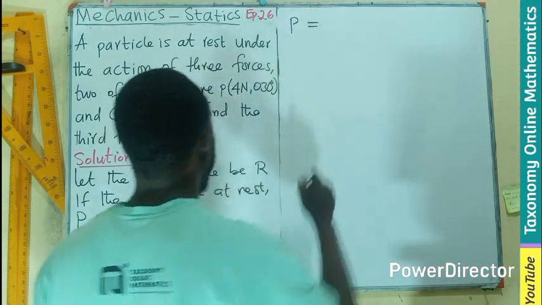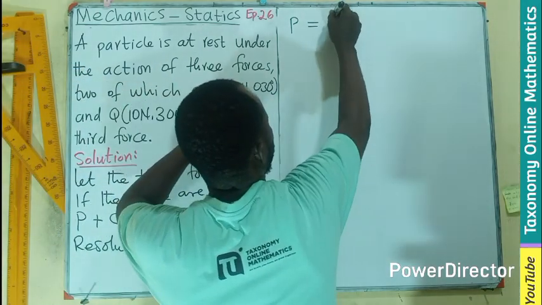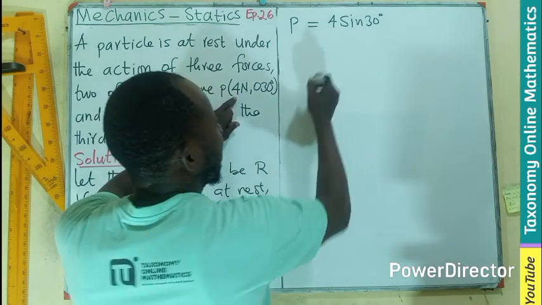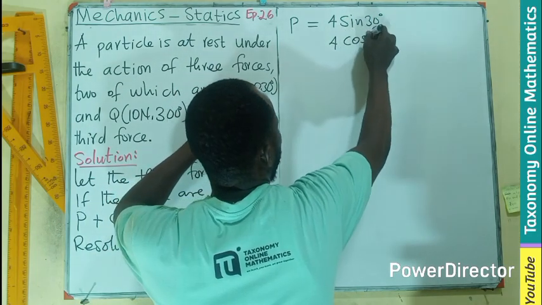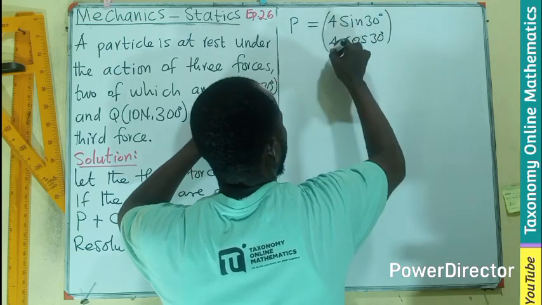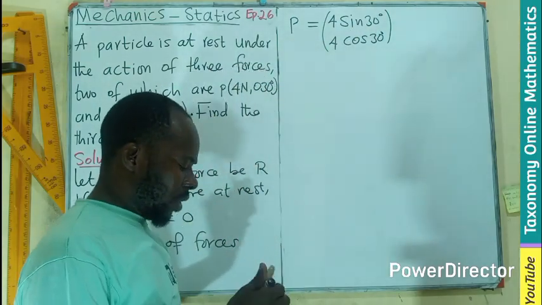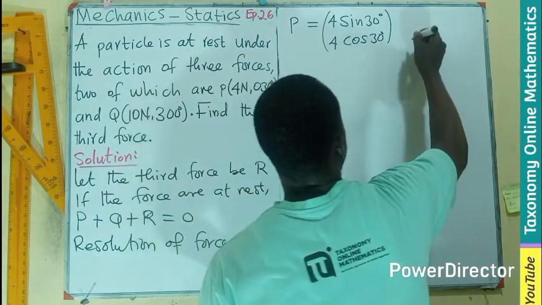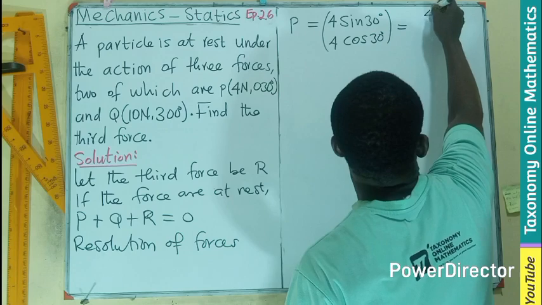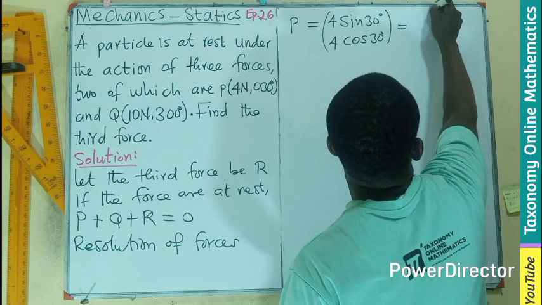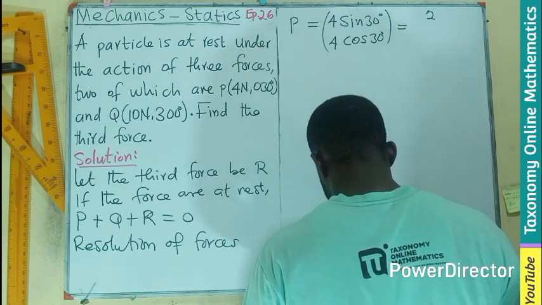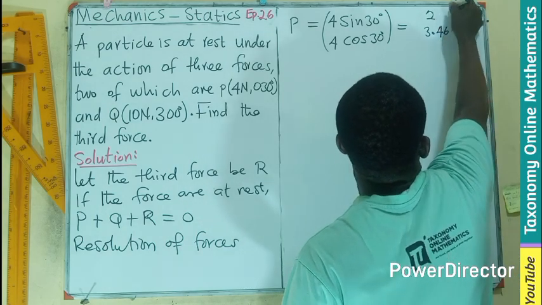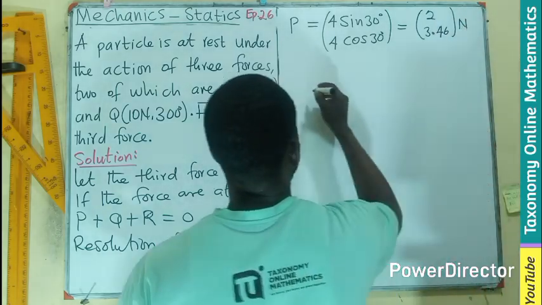How do we resolve that? We take the magnitude multiplied by the sine of the angle to get the x component, and the magnitude multiplied by the cos of the angle to get the y component. We put that on our calculator and find the components. The first component will give you 2, and the second component, when multiplied, will give you 3.46.